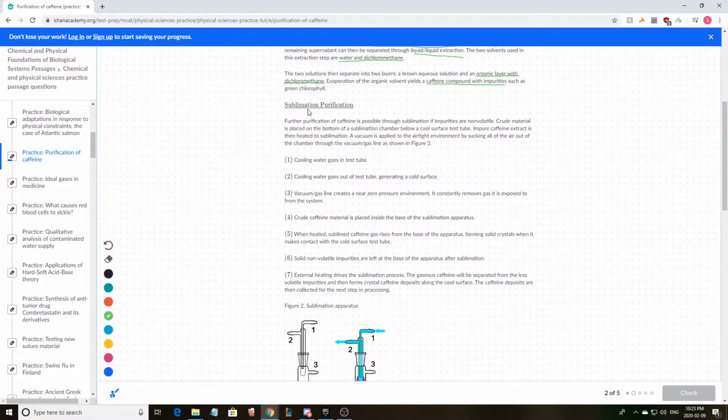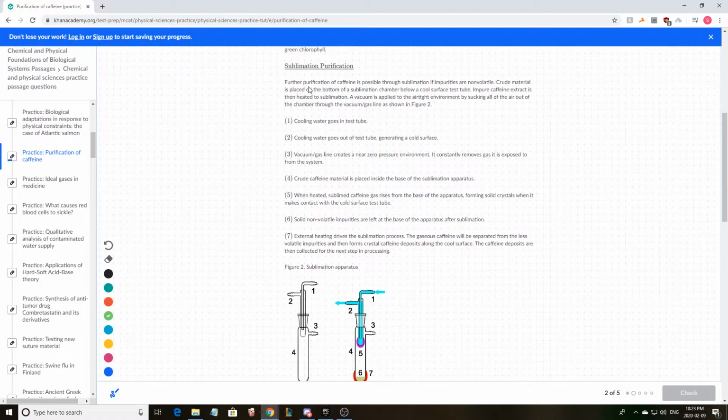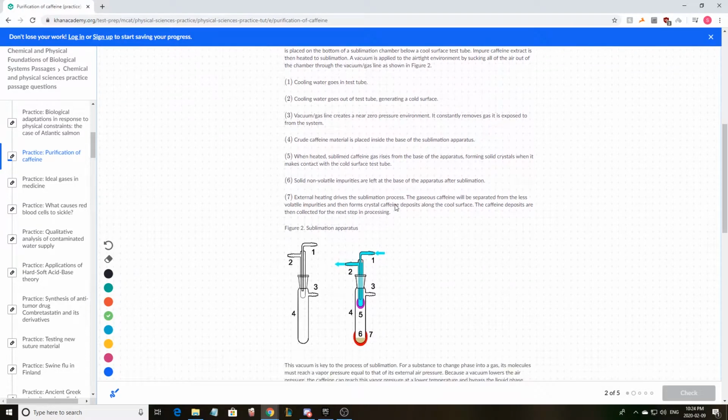The next step in this purification process states, to further purify the caffeine compound, it is possible to do so through sublimation if the impurities are non-volatile. Crude material is placed at the bottom of the sublimation chamber below a cool surface test tube. Impure caffeine is extracted and then heated to sublimation. A vacuum is applied to the airtight environment by sucking all of the air out of the chamber through the vacuum/gas lines shown in figure 2. Now, I know there was a lot to take in there, but it looks like they gave us a series of steps. So I think everything we read here will be more or less summarized with this.